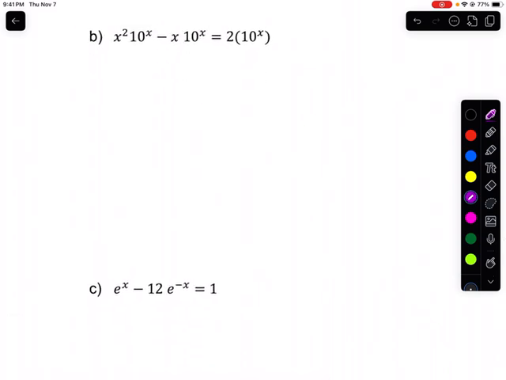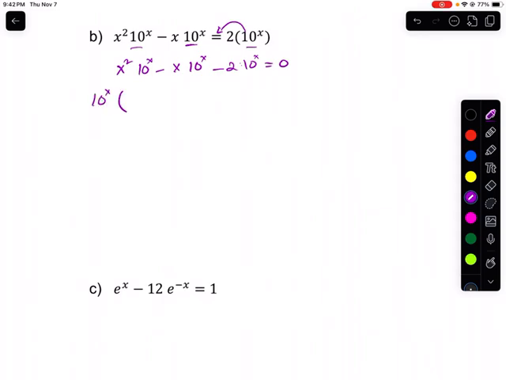Going to the next example, now we see 10 to the x, like a to the x. But that's all I'm seeing, 10 to the x, I'm not seeing 10 to the 2x. So we cannot use the technique of the previous one. But what I notice is that I can factor out. Let's bring this to the other side: x square 10 to the x minus x 10 to the x minus 2 times 10 to the x equals 0.